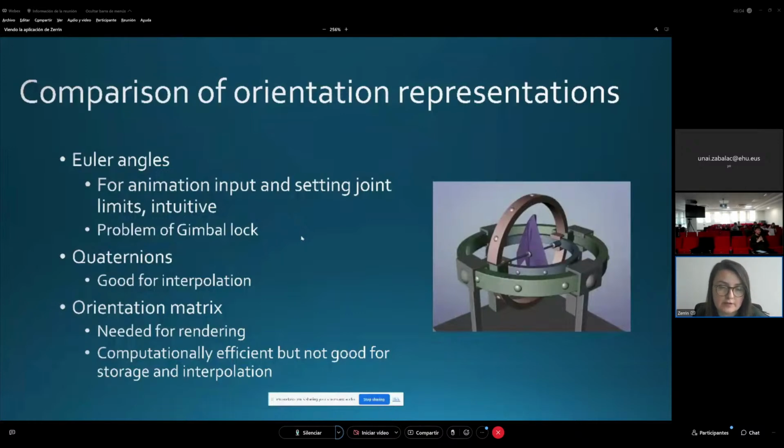Another representation of orientations is quaternions. The advantage of quaternions is that they are very good for interpolation, and this is what is widely used for animation. And at the end, of course, you need an orientation matrix because you have to render everything on the computer. You have to do the 3D to 2D projection, and that's very good for computational efficiency, but it might not be good for storage and interpolation. So these representations are used for specific purposes and have advantages and disadvantages.